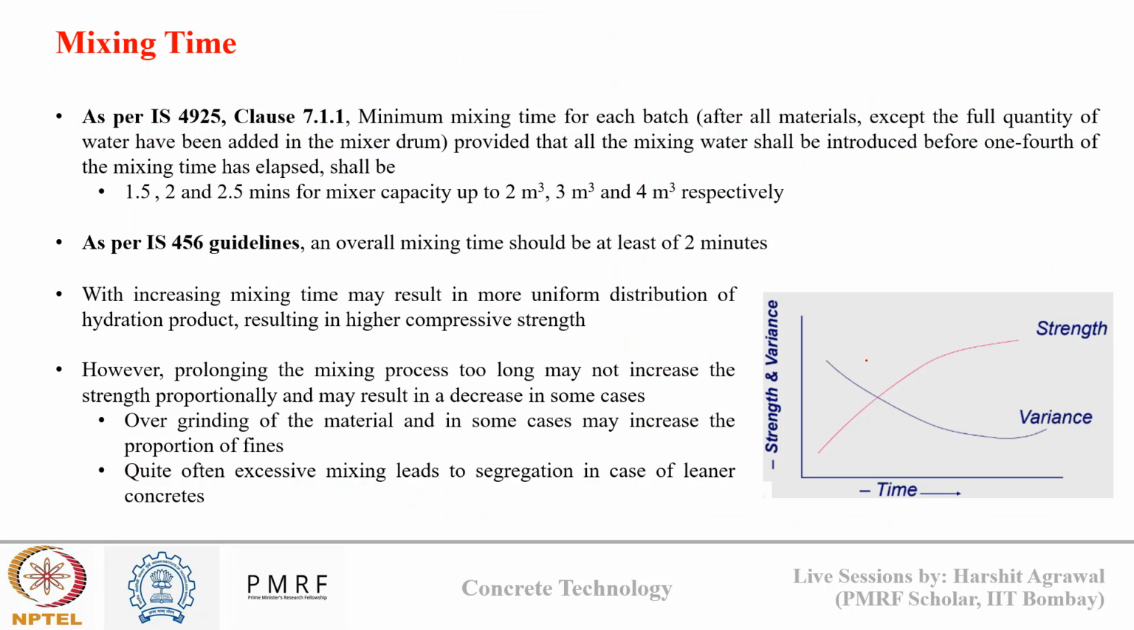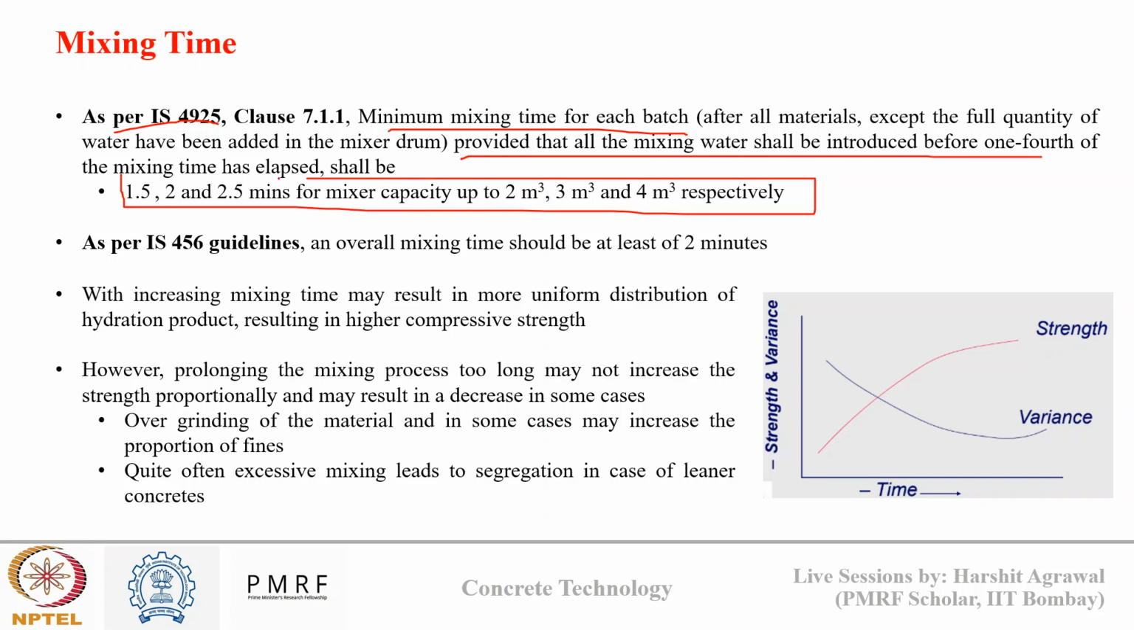Okay, now, once we have batched the material and poured it into the desired concrete mixer, the next thing is for how much time we need to do mixing. So what does the IS 4925 code say? The minimum mixing time for each batch, provided that all the mixing water is introduced before one fourth of the mixing time, is 1.5 minutes if my mixer capacity is 2 meter cube, 2 minutes if my mixer capacity is 3 meter cube, and 2.5 minutes if my mixer capacity is 4 meter cube. And IS 456 also says that the overall mixing time should be at least 2 minutes, so it should not be less than 2 minutes.